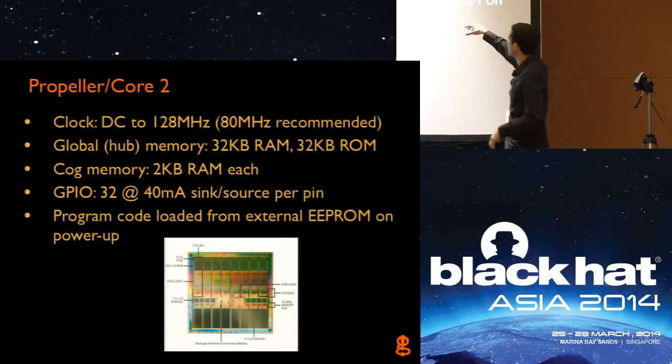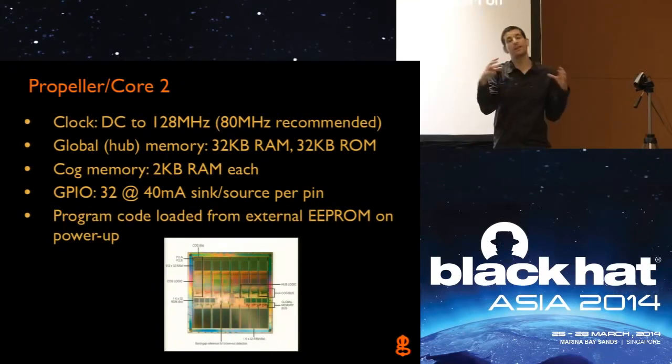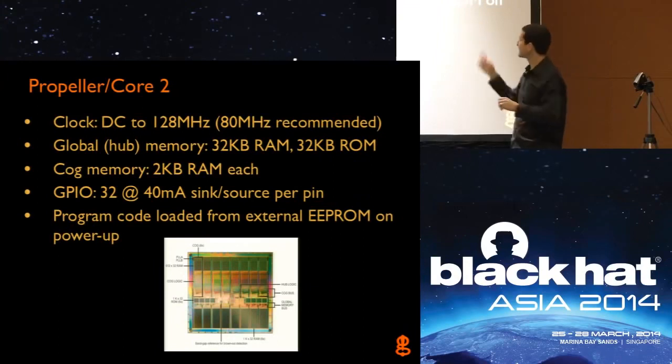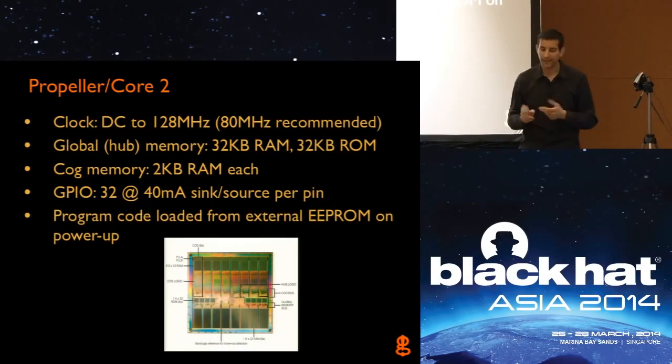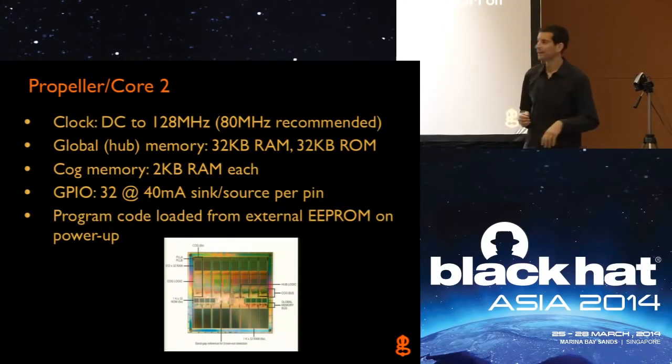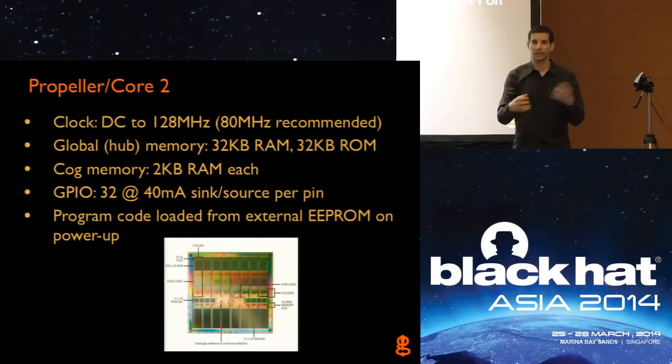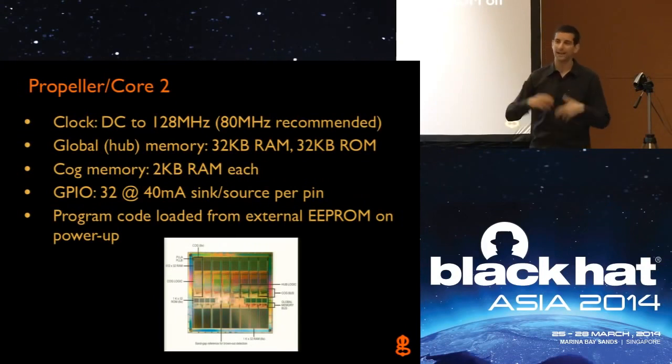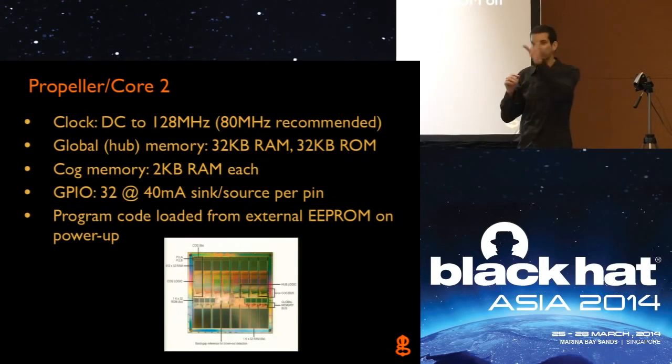The way the system's set up is you have some global memory, which is called hub memory, that's shared with all of the 8 cogs. So there's 32K of RAM. The ROM is actually a masked ROM, which has the bootloader and character set and some other stuff specific to get the Propeller up and running. So code basically gets loaded from an external EEPROM on power up and then executes out of RAM. And then the remaining portion of RAM after that is used for the stack and for variables and things. Shared memory. And then each cog has its own 2K of RAM as well.